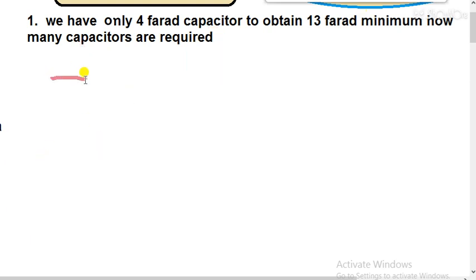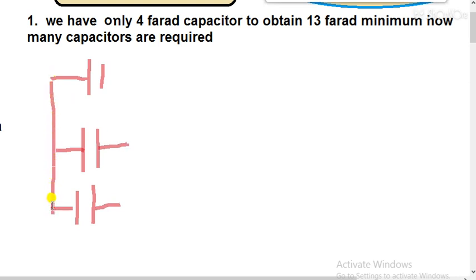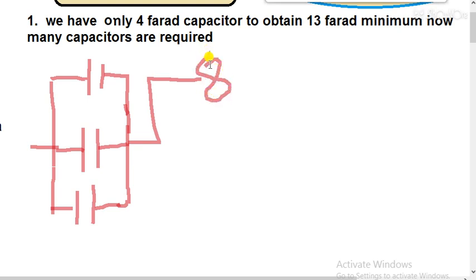So the other combination can be this one, 3 in parallel, 3 in parallel. So student, what I want to convey is, you cannot find the maximum number of capacitors. You can find only the minimum number of capacitors, that I want to convey. So that's why I am extending this question. Otherwise we have already got the answer. Answer is 7.